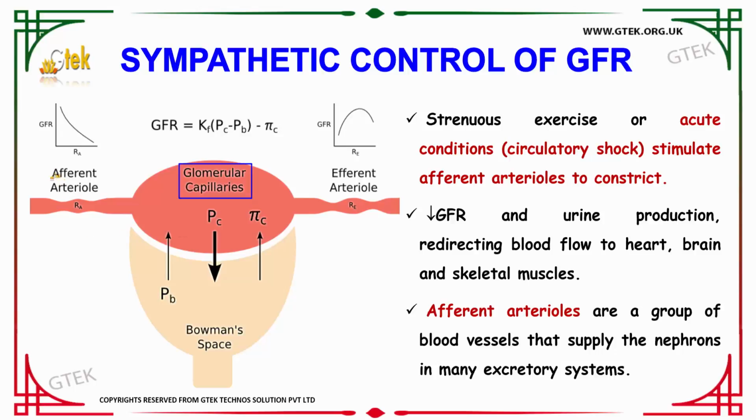The one on your left is your afferent arteriole, through which the blood flows into your glomerular capillaries. And the one on your right is the efferent arteriole, through which the blood flows out of your glomerular capillaries. So in sympathetic control, we are going to control the filtration rate by blocking or releasing the afferent or the efferent arteriole.